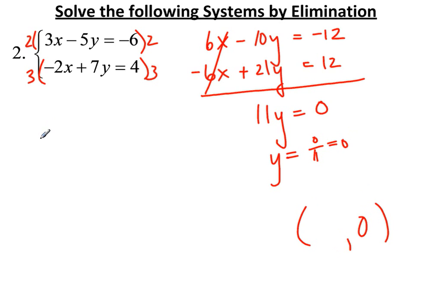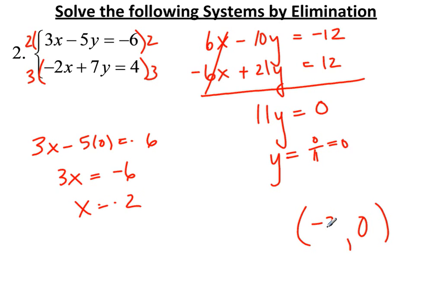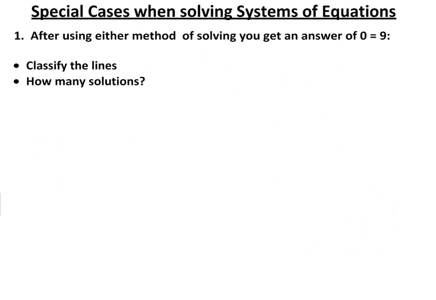So now I'm going to go back and choose the top equation. Again, it does not matter. Substitute in 0 for the y value. So I get 3x equals negative 6, x equals negative 2. And that would be my solution: negative 2, 0.